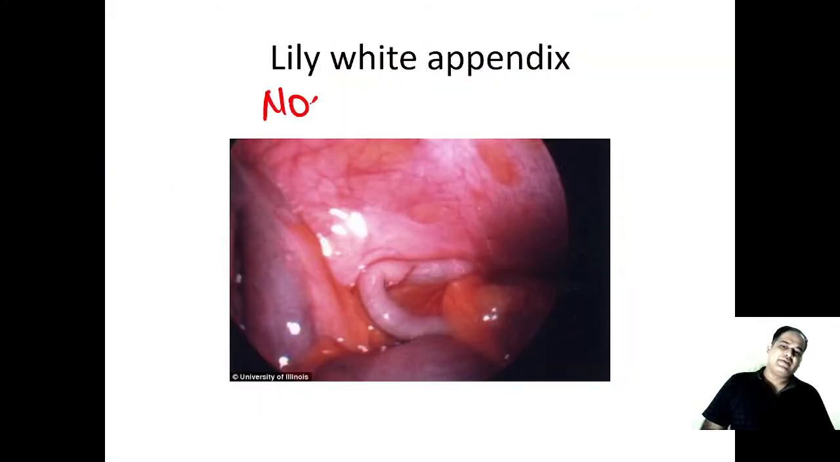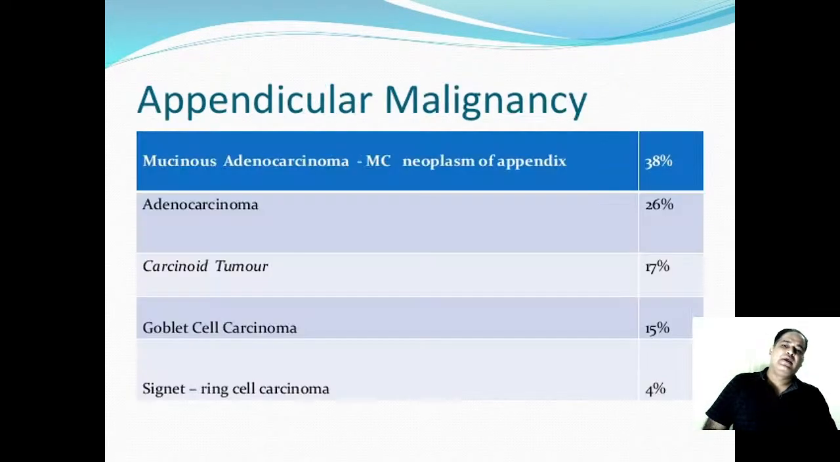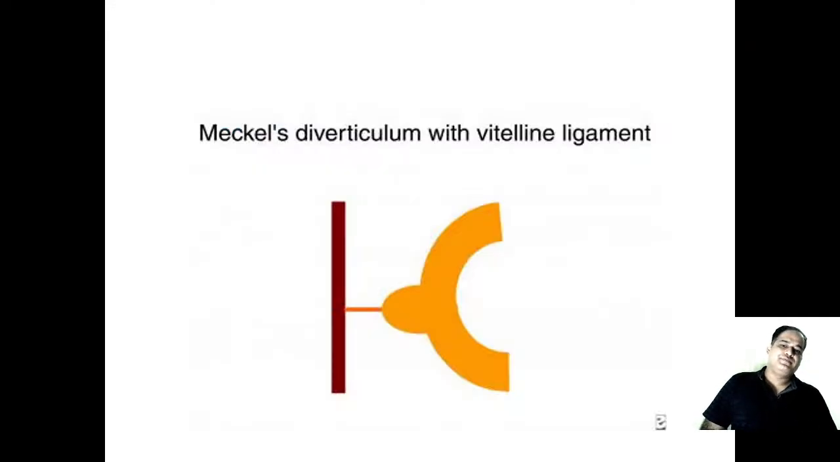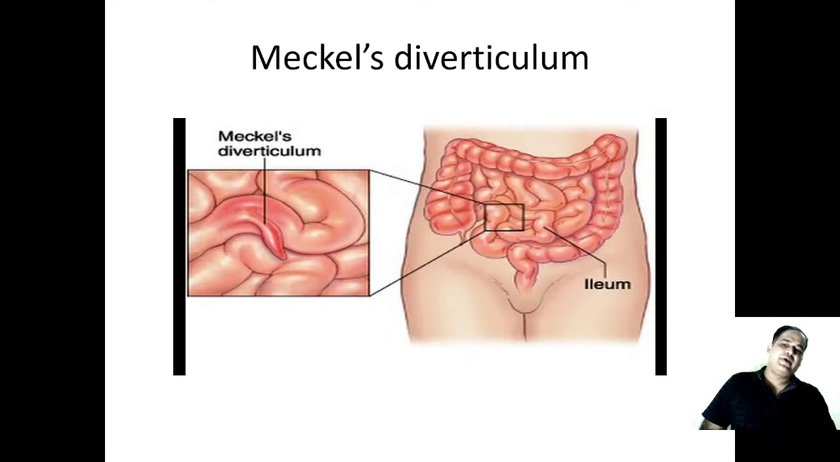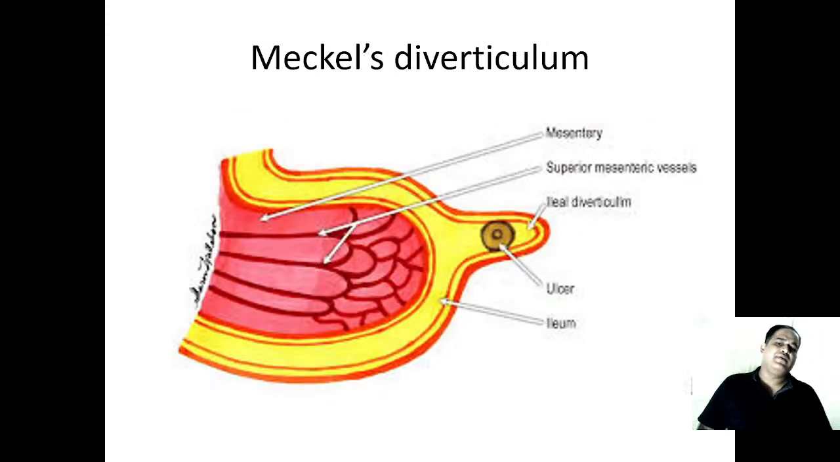Lily white appendix is the non-inflamed appendix. Fine. Now, see here. Meckel's diverticulum. So it is present on the anti-mesenteric border of intestine. Fine. Now it is a true diverticulum because, as you can see in the image, it has all the layers.